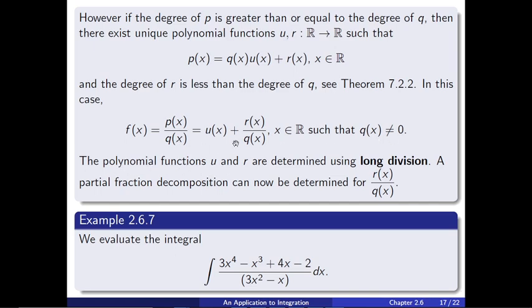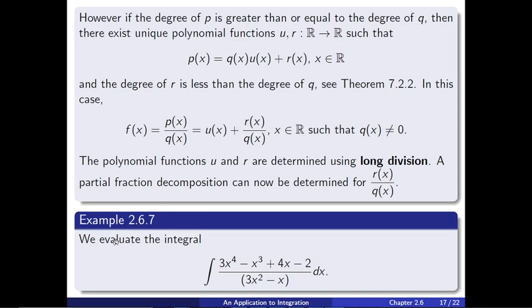And how do we manage to get this? So the polynomial functions u and r are determined using long division. So we will do long division of polynomial functions. And a partial fraction decomposition can now be determined for r of x over q of x. Because u of x is just a polynomial, we just integrate it the way we do normally, and then the last part here is what we then need to determine using partial fraction decomposition, right?